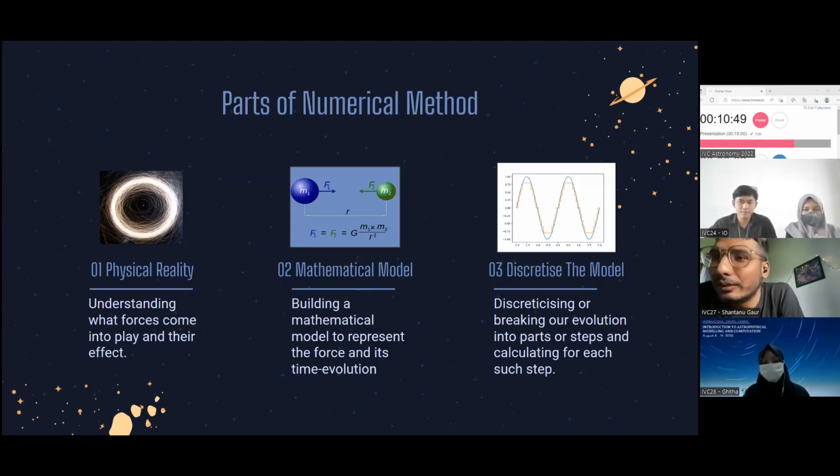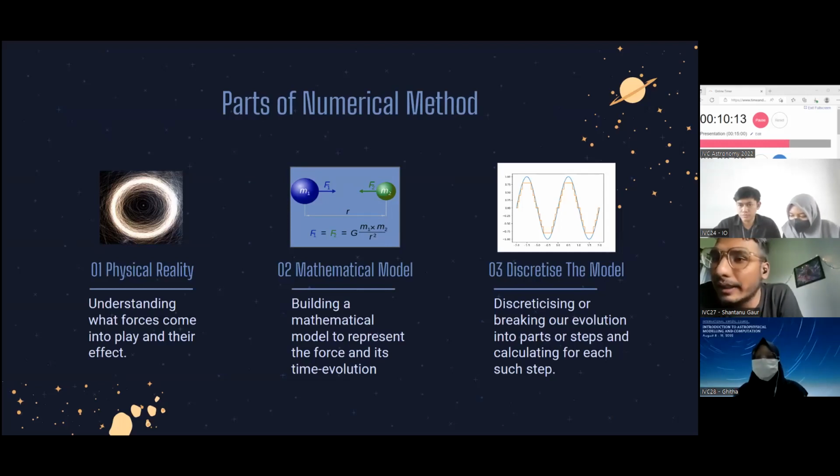For any physical phenomenon to be understood by a numerical method, there are 3 steps, of which the first is to understand the physical reality. The second is to come up with a mathematical model to explain what is happening. And the third is to discretize the model. When I say understanding the physical reality, I mean identifying the forces that are at play in the particular system that we are talking about. In our n-body problem, the force that we are going to consider is the gravitational force.